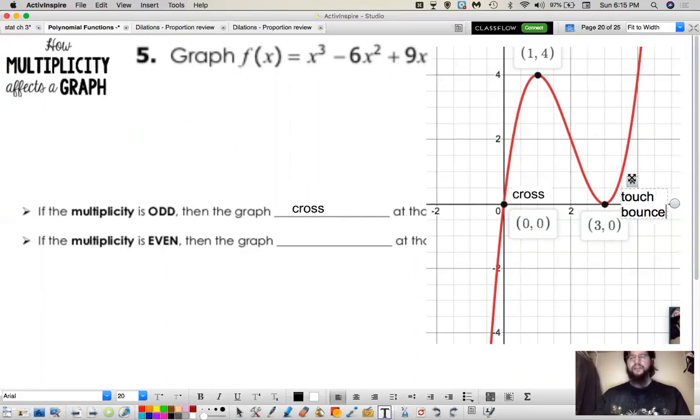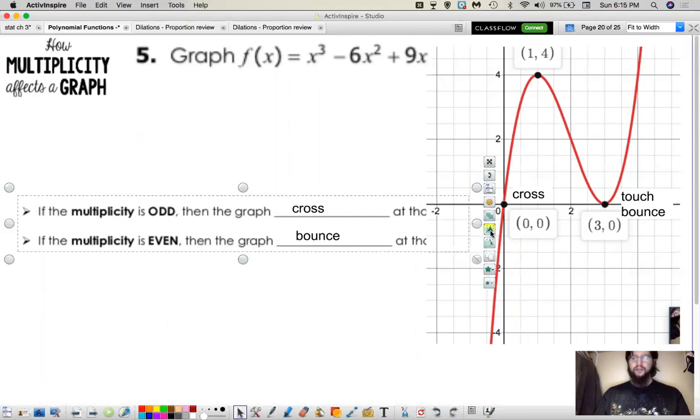I use bounce because it's visually representing what it's doing. Yeah, sure, it's touching it. What does that mean exactly? Yeah, it's tangent to the line. Who cares? It bounces. You're going to touch it, and you're going to hit it. You're going to go back the other direction. So if you have an even multiplicity, it's going to bounce or touch. If you have an odd multiplicity, it's going to cross through your axis.